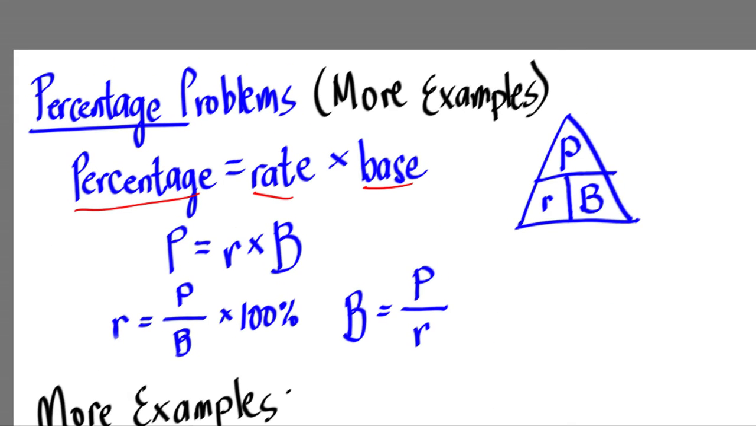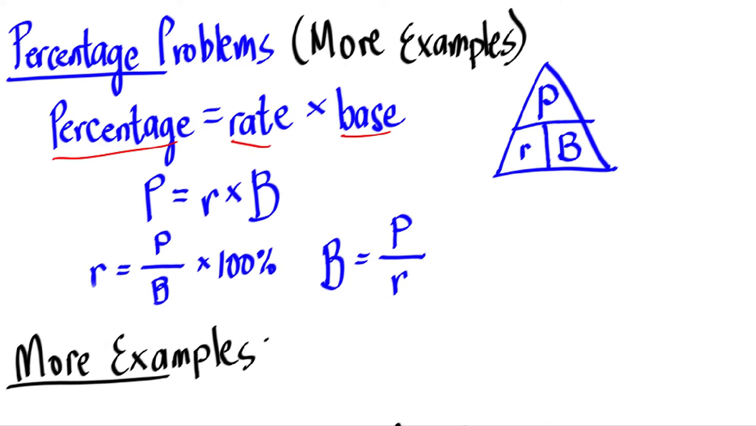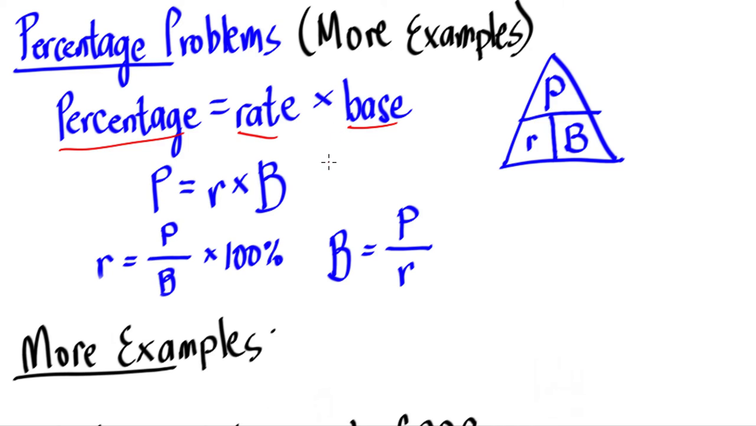Okay, if you want this to be explained again, just very briefly, percentage is equal to rate times base. P stands for percentage, R stands for rate. R must be the one which is always in the percent symbol, not the percentage. Don't get confused. And base is the B. Base is the whole. The rate is the percent or the number of hundredths from that whole, and the percentage is the fractional part of that whole.